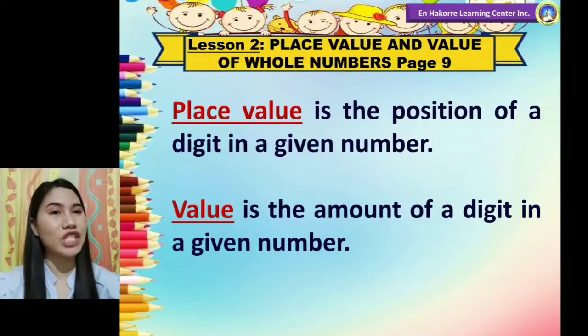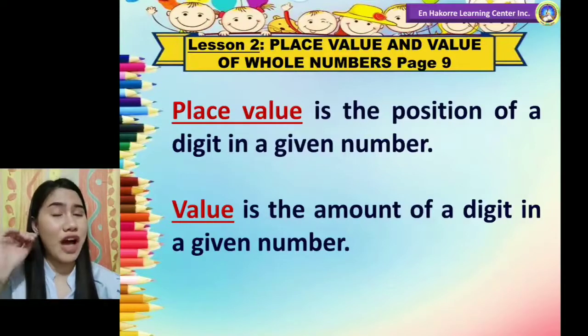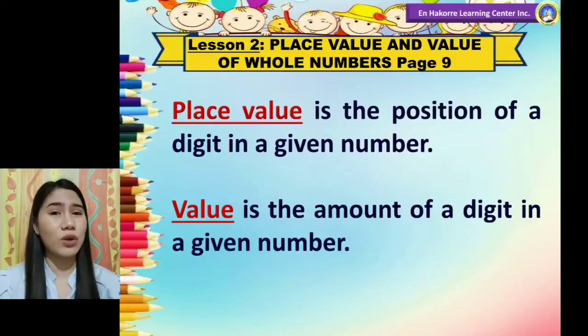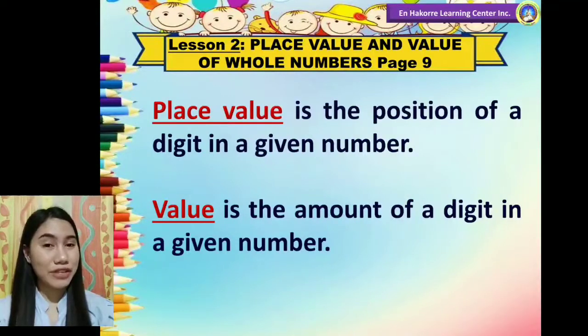When we talk about the place value, it is the position of each digit in a given number. So if you have 5 digits, you also have 5 place values. If you have 6 digits, then you also have 6 place values. But when we talk about the value, it is the amount or the worth of the number given. It is the amount of each digit present in that certain place value of a given number.